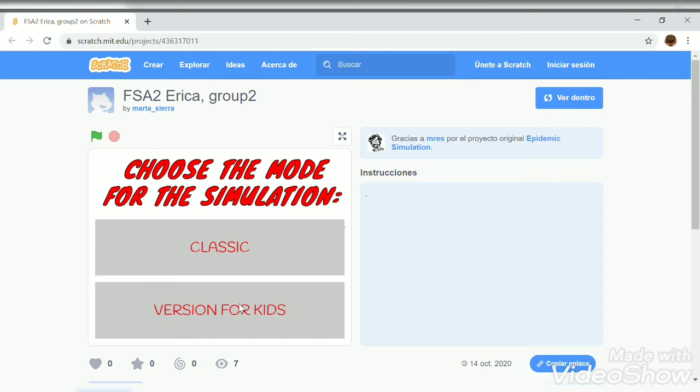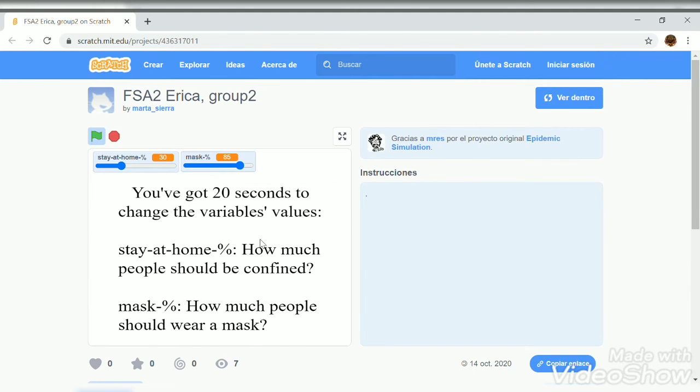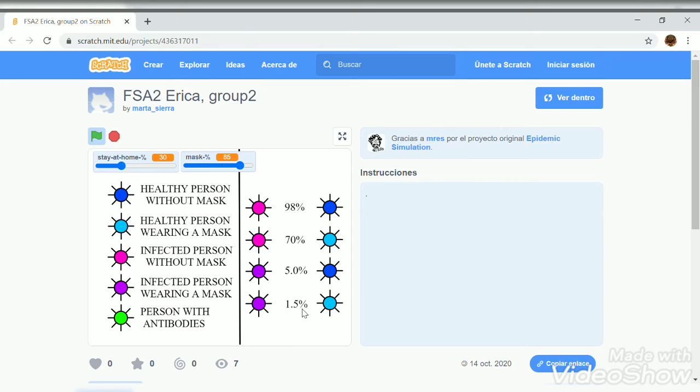We created this model thinking about the kids in school and even in kindergarten, to explain to them how serious the spreading of the virus is in an easy and enjoyable way. It's because of this that the first screen explains the variables. In the second screen, the color of the dots and the possibilities of getting infected are also explained.